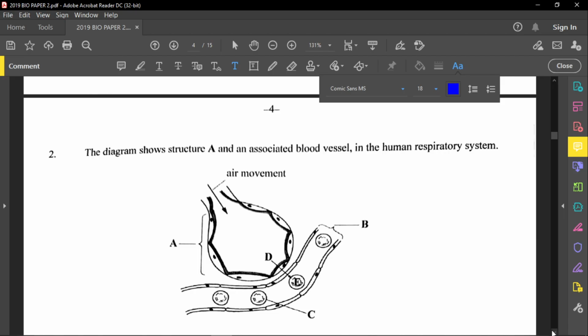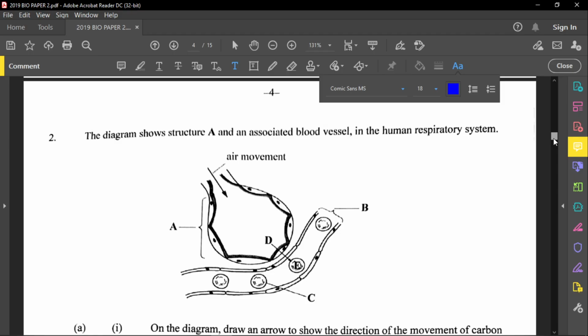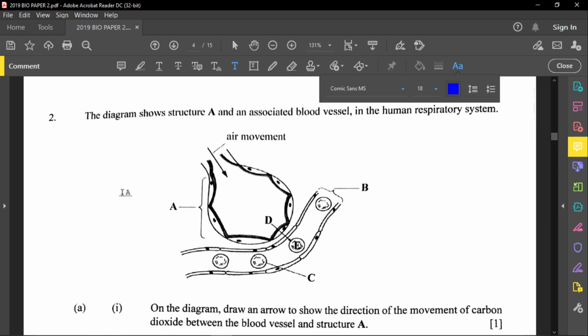And in question number 2, it says the diagram shows structure A and an associated blood vessel in the human respiratory system. So we have structure A, which is this here. We're going to figure out what that is. As a matter of fact, we can actually label it. All right, so we could go ahead and label what that is. And so here we have this structure being an alveolus. So this is an alveolus. All right. And so blood vessel B will be our capillary.